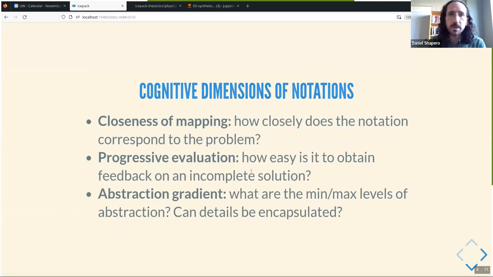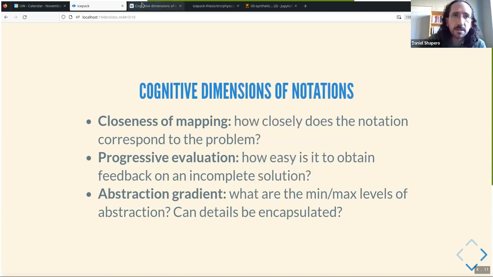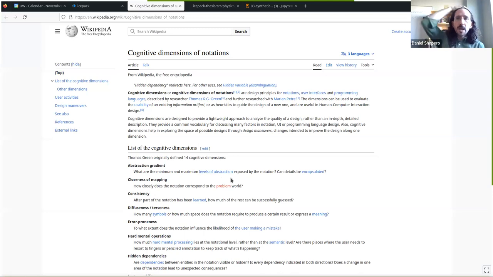And I can show you a couple papers where people have actually done that before. The other thing I wanted to mention is I did a decent amount of reading of the literature on human-computer interaction. And I'll bring up the Wikipedia page for it because it summarizes it really nicely. This comes from a paper by Green and Petre in 1996. They were looking at visual programming languages, but it applies to a lot of other things.